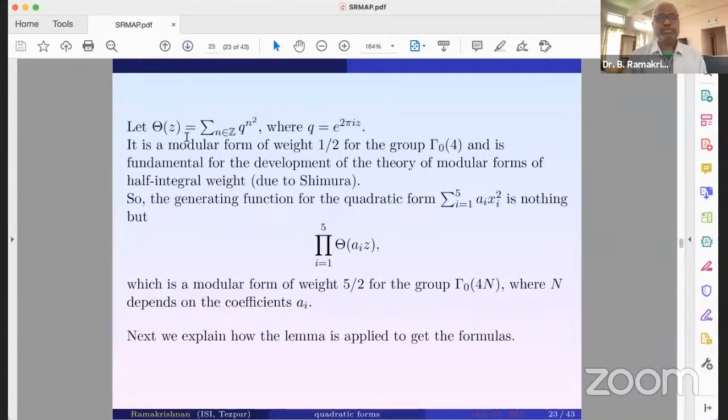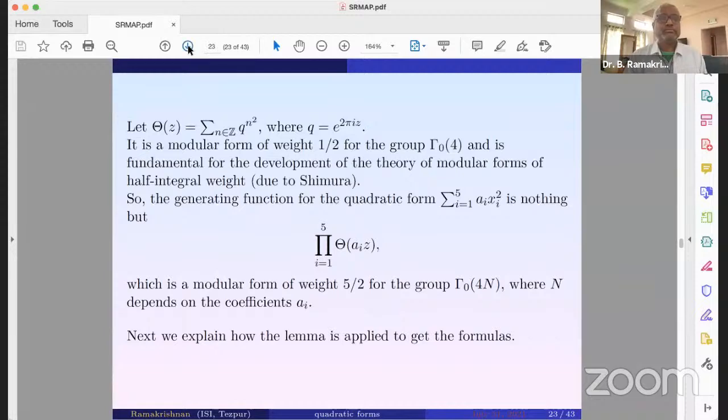So as before, theta is the generating function for the squares. It is a weight half modular form, and this is fundamental in the theory of half integral weight forms. So the generating function for this form is exactly the product of theta with the coefficients a_i. So theta of a_i, you take the product, and this is the generating function for this particular quadratic form, which is a modular form of weight 5/2 for some congruence subgroup Gamma_0(N), where N depends on the coefficients a_i. So now this is a modular form of half integral weight, how do they apply the result?